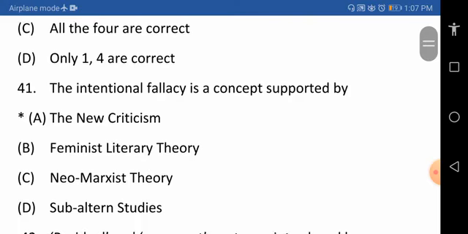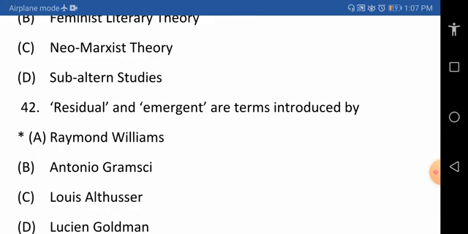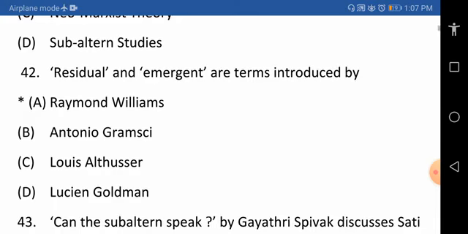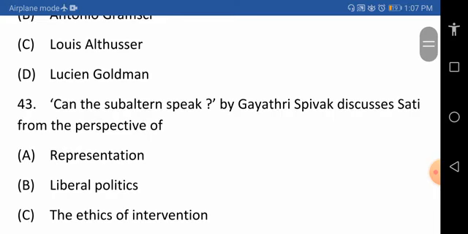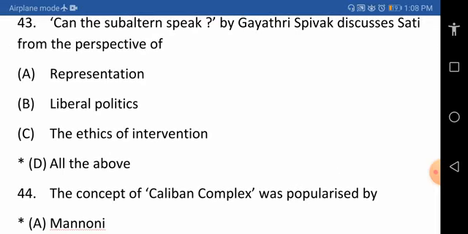The intentional fallacy is a concept supported by the New Criticism. Residual and emergent are terms introduced by Raymond Williams. Can the Subaltern Speak? It's a question mark here, and it's written by Gayatri Spivak. She discusses sati from the perspective of representation, liberal politics, the ethics of intervention. These are the perspectives she has discussed sati in Can the Subaltern Speak.